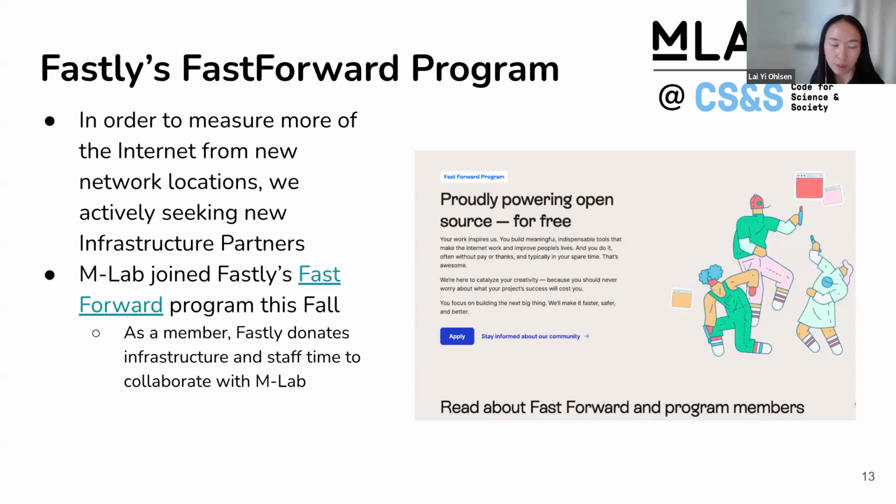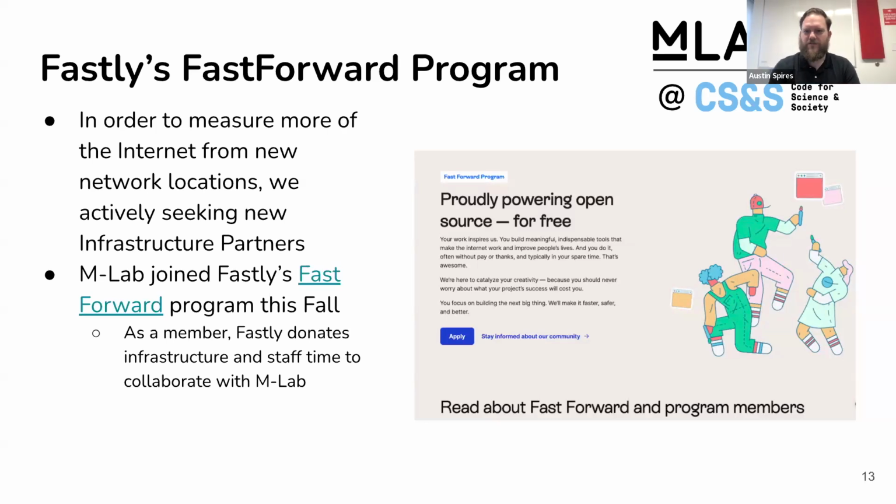And Roberto later on in the presentation will talk about what we hope to see from that collaboration, different ideas that we have. We'd also be really interested in yours as well. But first we'll ask Austin from Fastly to talk a bit about what the Fast Forward program is and what it means that we're now a member. So Austin? Yeah, thank you.